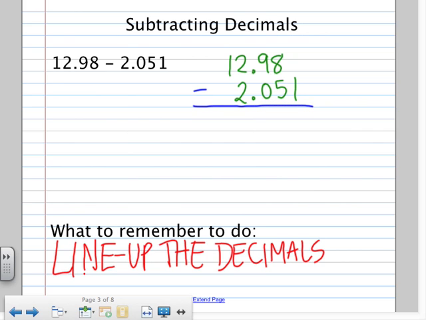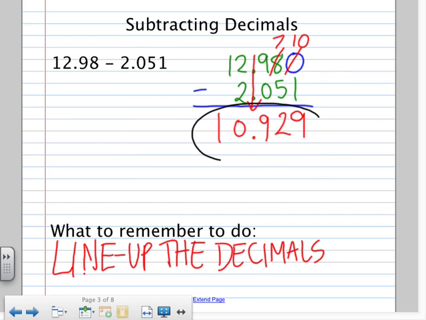Now this is one where I definitely have to add that 0, because when I go to do my subtraction, I'm actually going to have to borrow to make that 0 a 10 so that I can take away 1 from it. A common mistake is people don't write a number there, and they end up just bringing the 1 down. It doesn't work like that, okay? So go ahead and do it out. We bring our decimal down, and we get 10.929, okay?